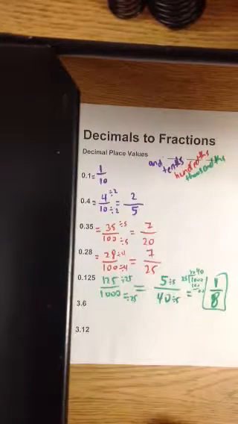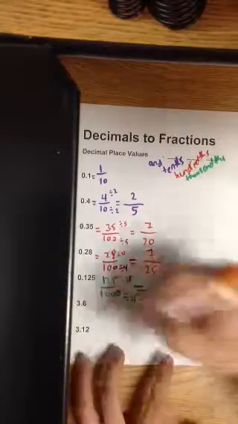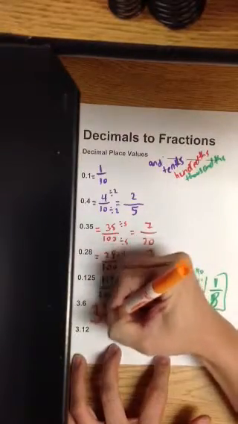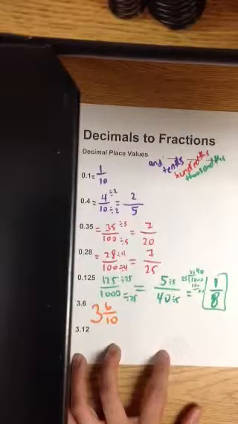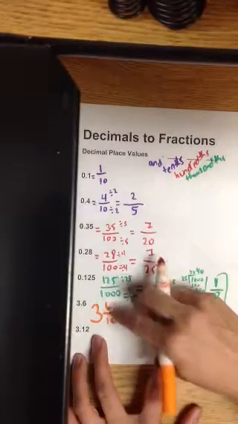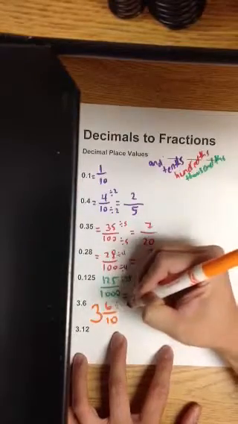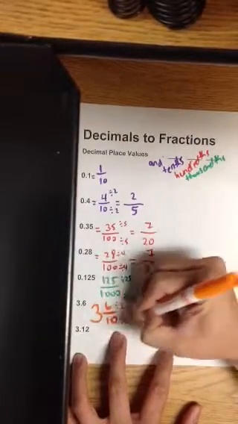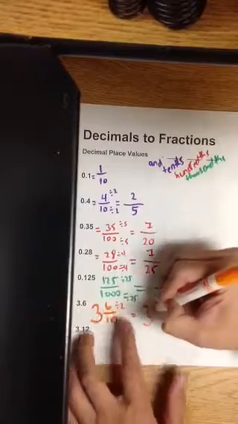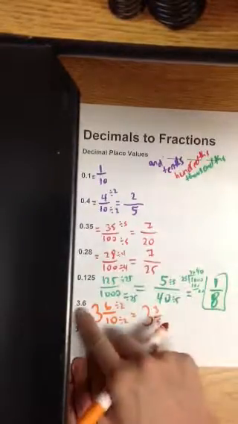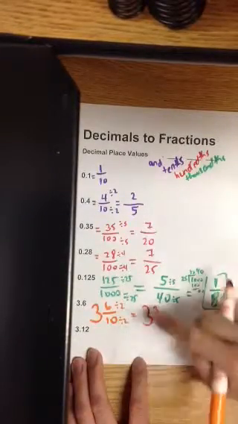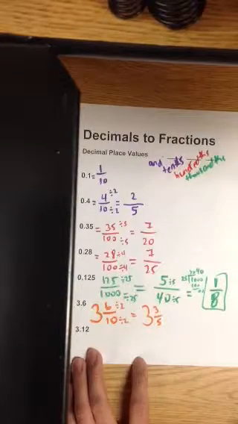Now let's try mixed numbers. So we have 3 and 6/10. Can we simplify this fraction right here? I think we can. What's the greatest factor that goes into it? 2. So it's 3 and 3/5. So 3 and 6/10 is equivalent to 3 and 3/5.